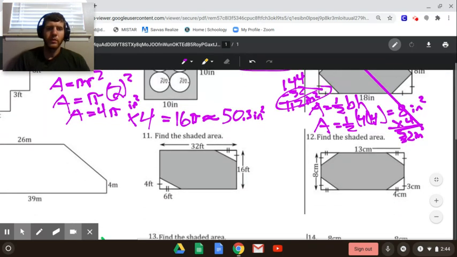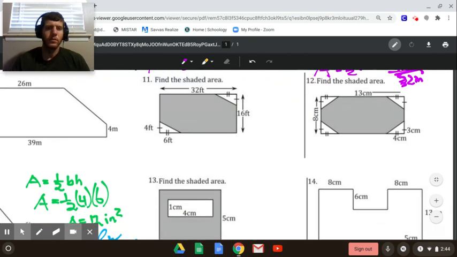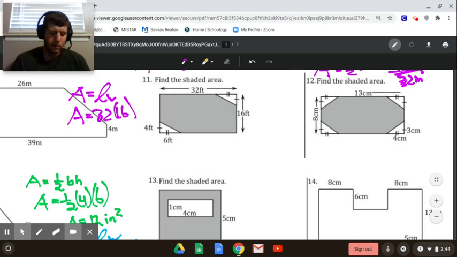All right, we've got 2 more here. Again, these are very similar. So you have a rectangle. It's 32 by 16, so length times width. I'm not sure on that one, so let's put it in the calculator. 512, so 512 feet squared.